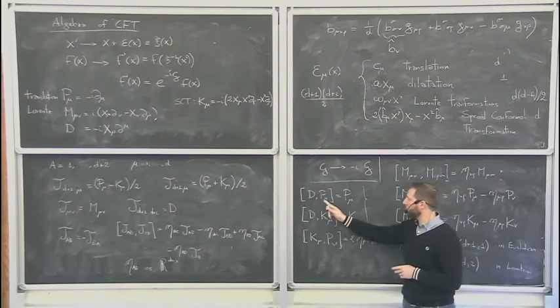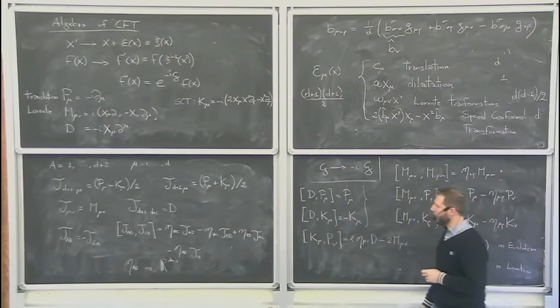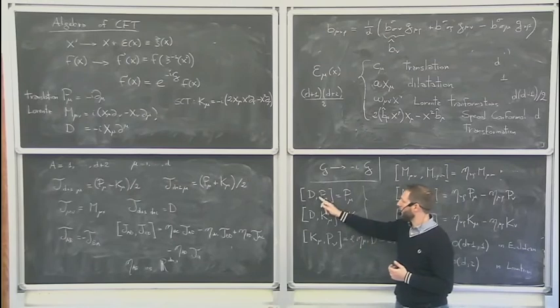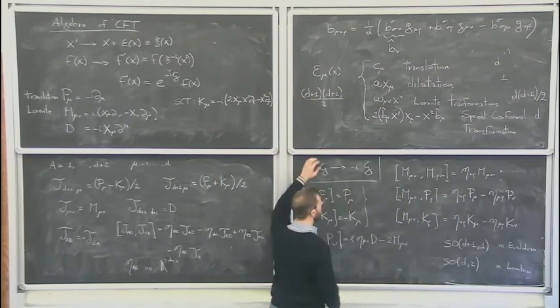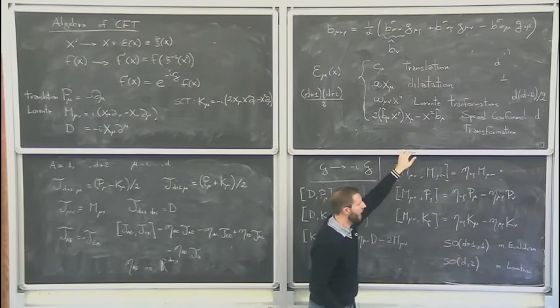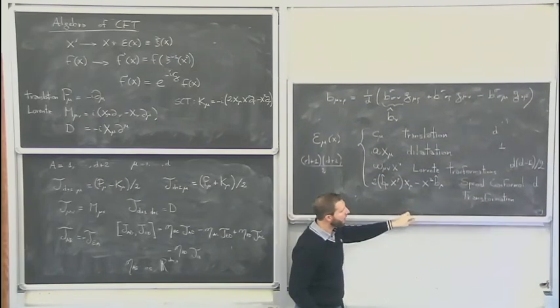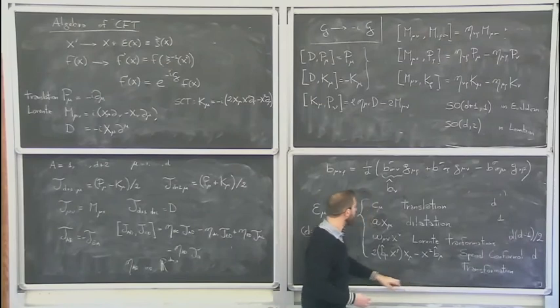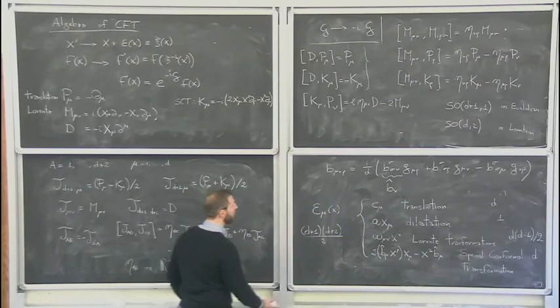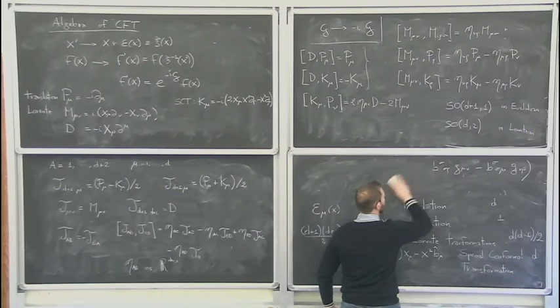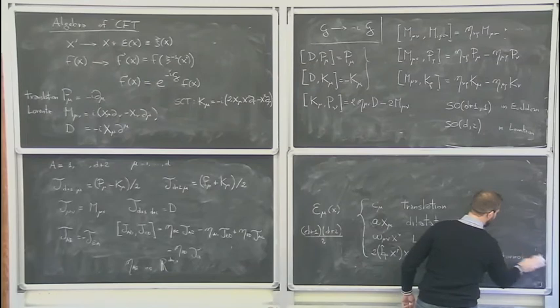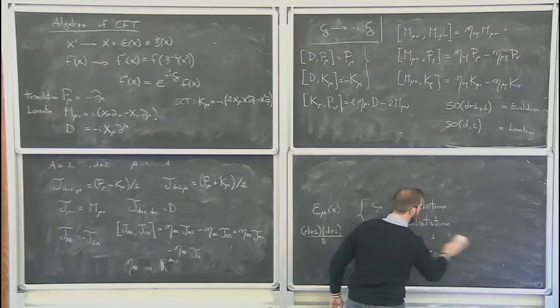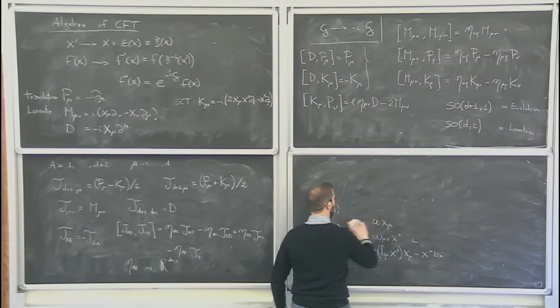they tell you that the generator P and the generator K act as raising and lowering operators for the dilatation operator. And this is very simple. Suppose you now have a Hilbert space where you have implemented your conformal symmetry, then all the states will be classified in terms of a reducible representation of this algebra. We would like to understand how these representations look like.